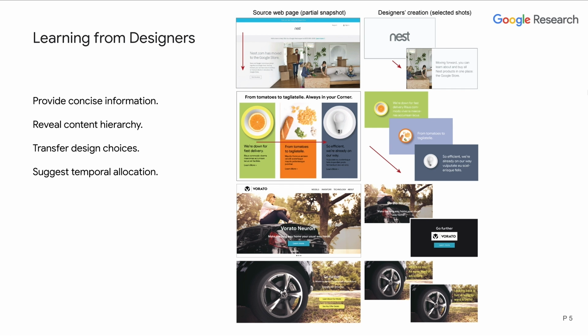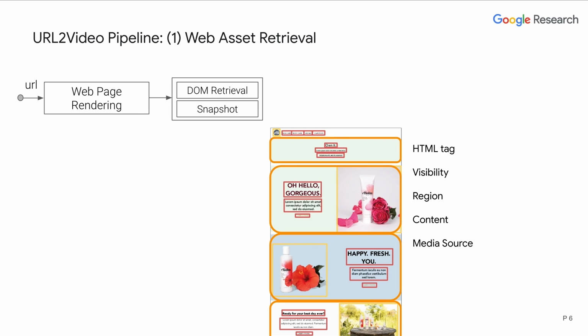We learn the principles from designers to guide our system design. To create a video, it's important to provide concise information, reveal the content hierarchy from a web document, transfer its design choices, and suggest temporal allocation. So, how does our system work? I'll briefly go through our pipeline at a very high level.